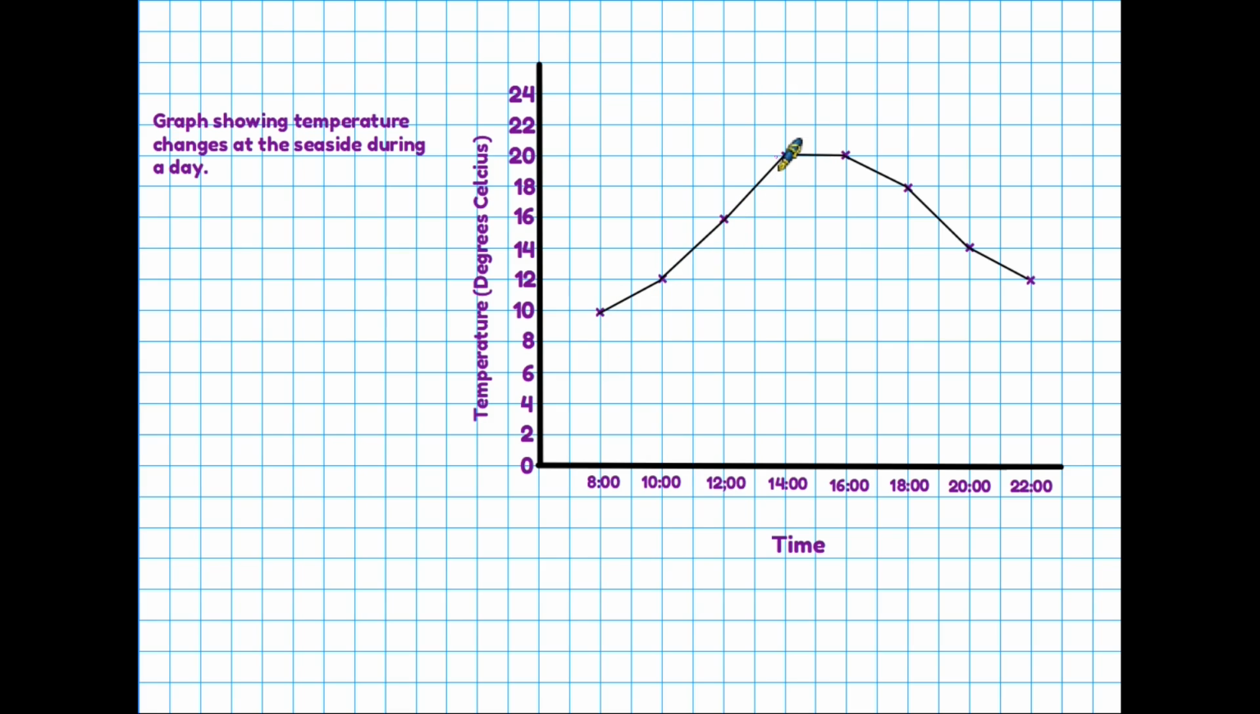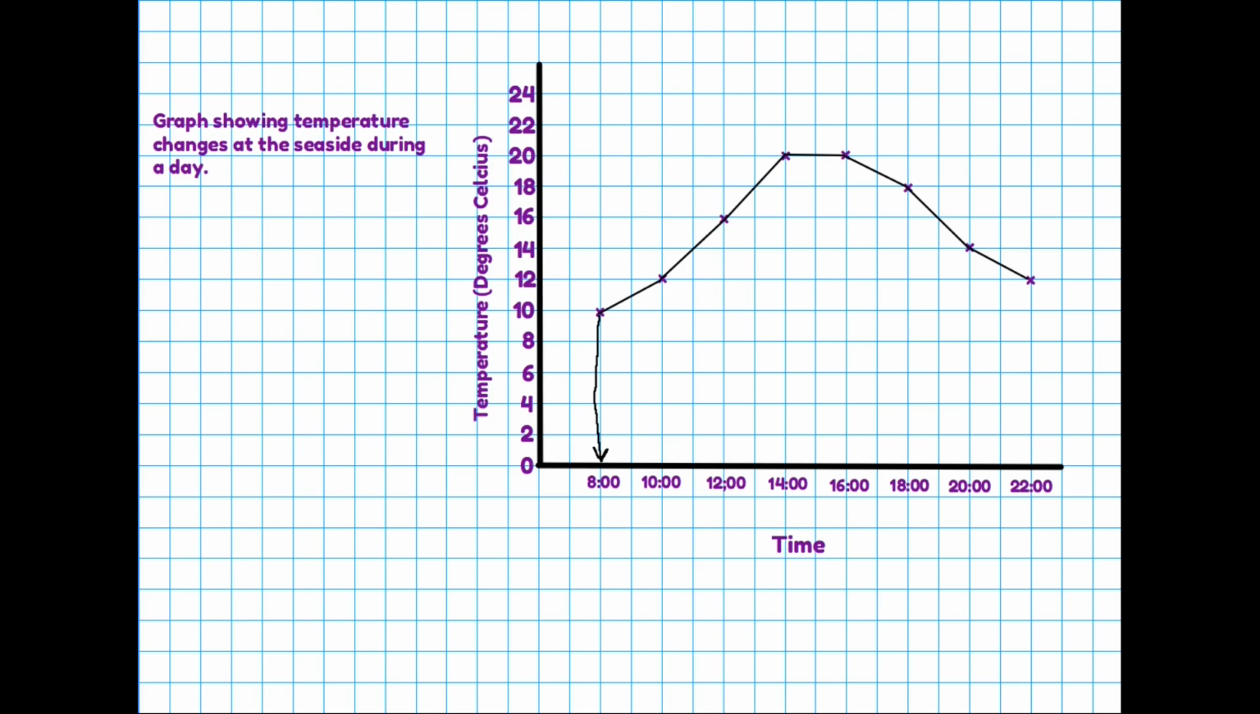These crosses are telling us what the temperature is at each time. So if we look at the first cross here and we look down the graph, we can see this represents 8 o'clock in the morning. And if we move across to the side, it tells us that at 8 o'clock, the temperature was 10 degrees. By lunchtime, 12 o'clock, we need to go to this cross here. So that is the cross at 12 o'clock. And again, moving across, the temperature is now 16 degrees.